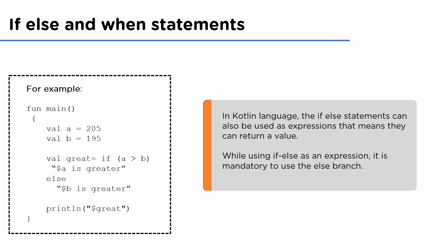Here in the example, we can see if A is greater than B is the expression, and the value of that expression is assigned to the variable named great. Now, whichsoever is greater among them, that will be assigned to it and is then printed. Now, coming to when statements.